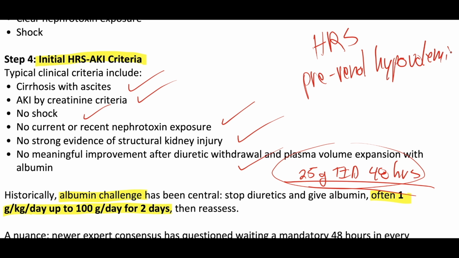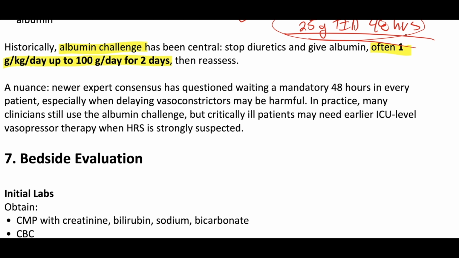But where we get an HRS is we have a cirrhotic with acute kidney injury, we've ruled out other causes, we albumin challenge them without improvement in their creatinine, and then we can say this is HRS-AKI, or at least it might be, and we should probably treat it. Do know that whether you wait the mandatory 48 hours in every patient is somewhat unclear, right? You don't want to delay things too long. But in clinical practice, depending on the clinical scenario, it is not unreasonable to do that 48-hour albumin challenge, although take it all in clinical context per usual.